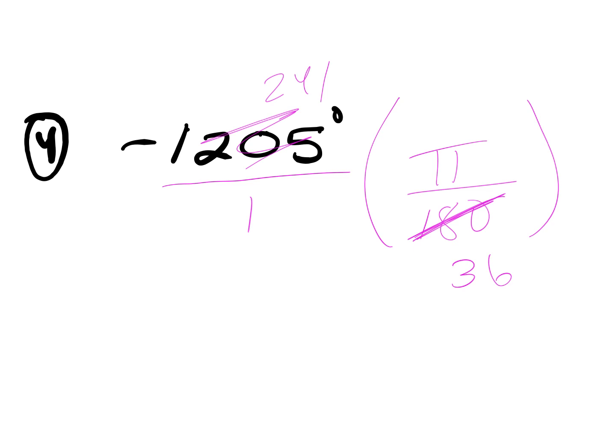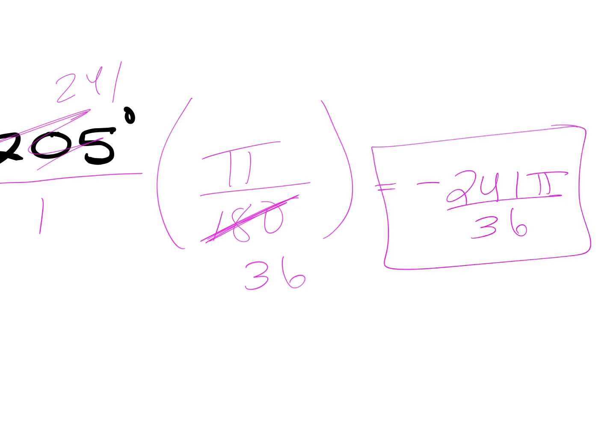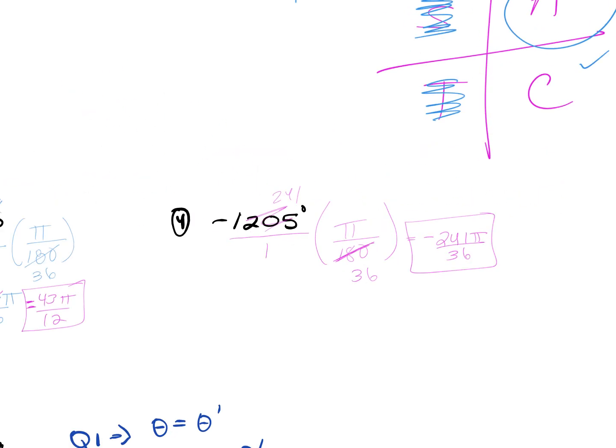4 plus 2 is 6. Plus 1 is 7. Nope. So my answer here would be negative 241 pi over 36. Do not divide negative 241 by 36 and give me the decimal because it's going to be marked wrong. Make sure you guys are aware of that, okay? Questions on converting?